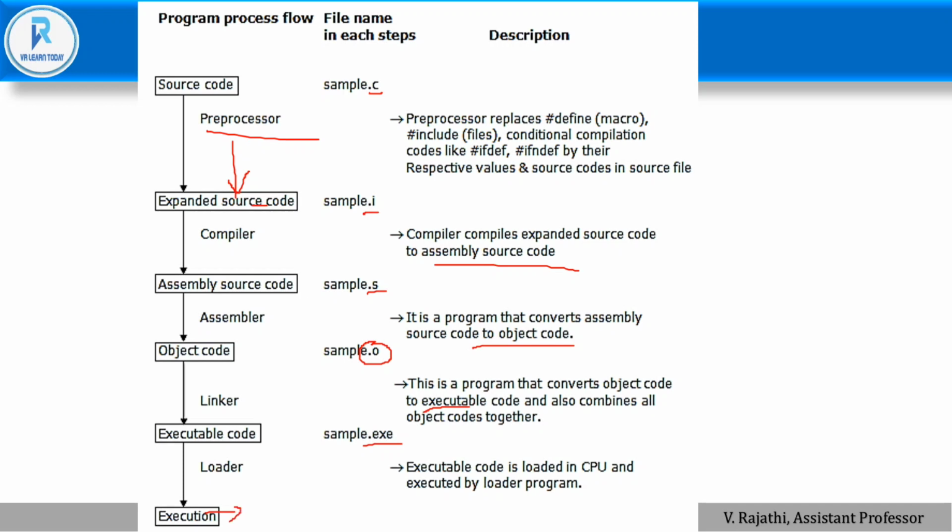These are the hidden steps followed in a hidden way. First our program is saved as .c by ourselves, and after that it is converted to .i, .s, .o and then the .exe execution process.